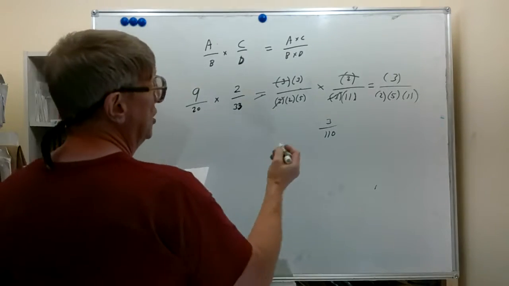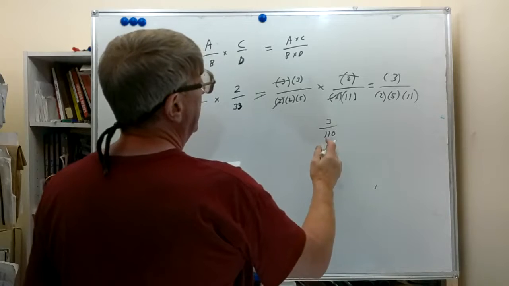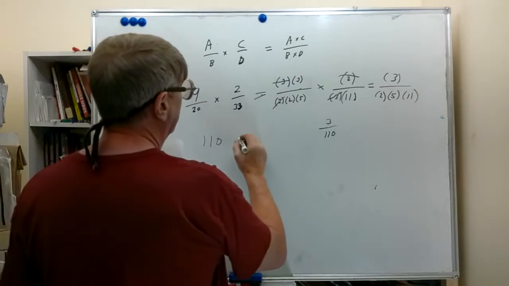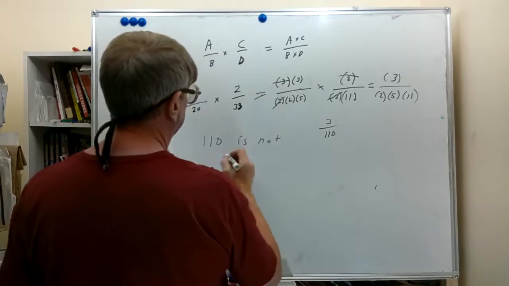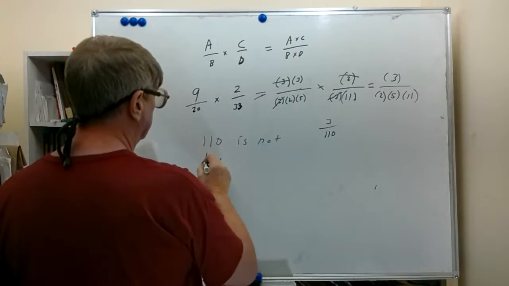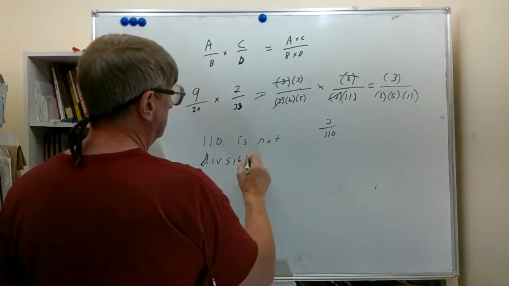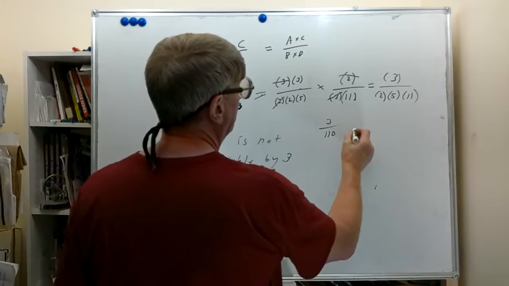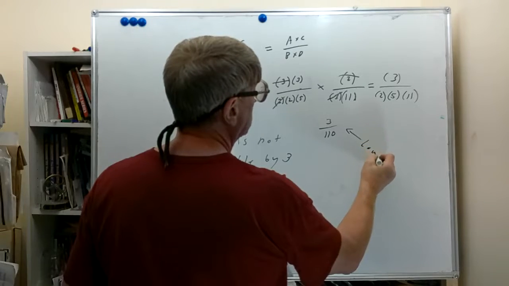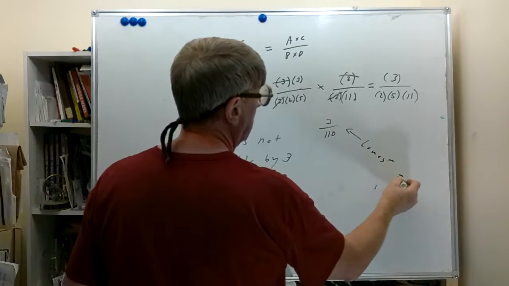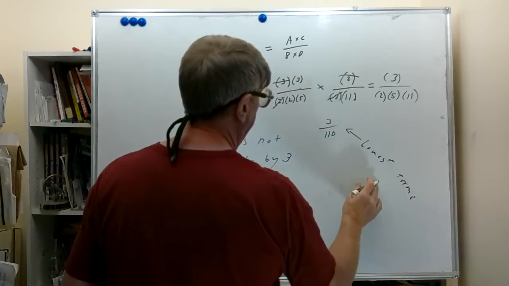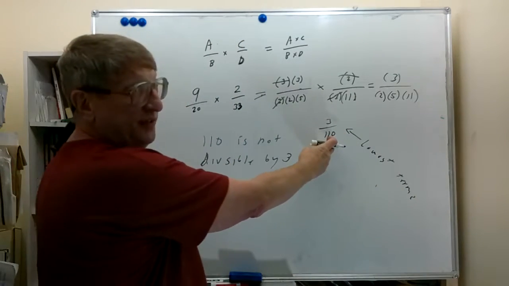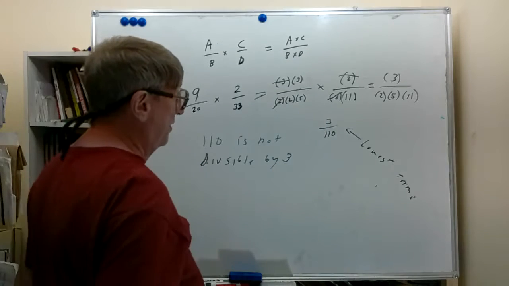In this case, we found that 3 is prime and 110 is not divisible by 3. So we know this is lowest terms. And there are a couple of ways we can see that. One, 110 is even. Well, no, even numbers are not all divisible by 3.